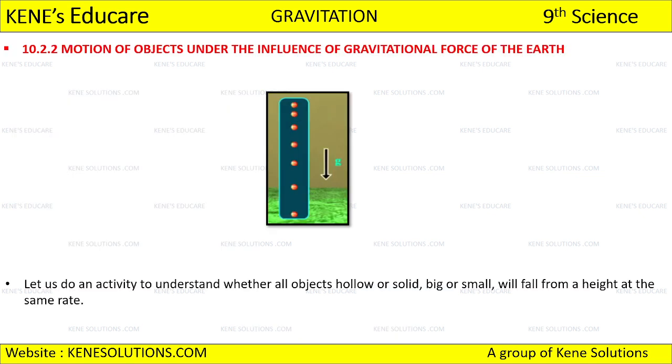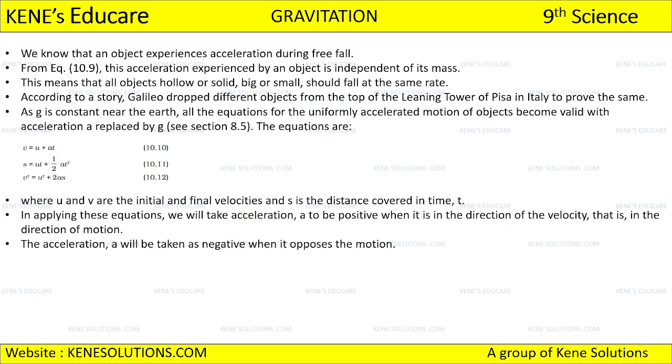Then after this we discussed the motion of objects under the influence of the gravitational force of earth, and the proper explanation for this, what will be the motion of an object under the influence of gravitational force, is explained here, and that has been explained through three different equations, right? So I want you all to please go through it as well.